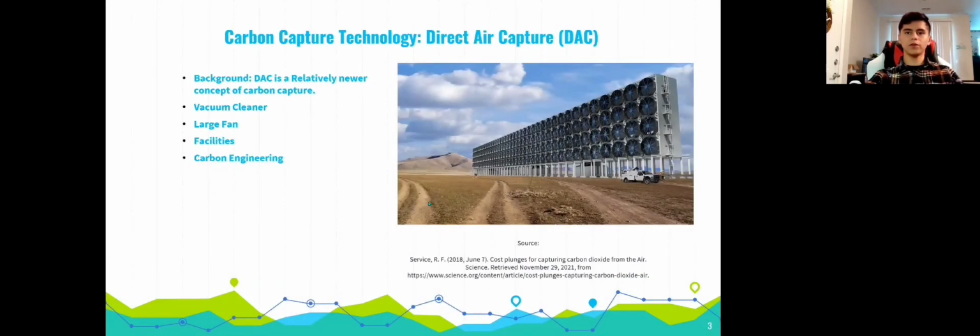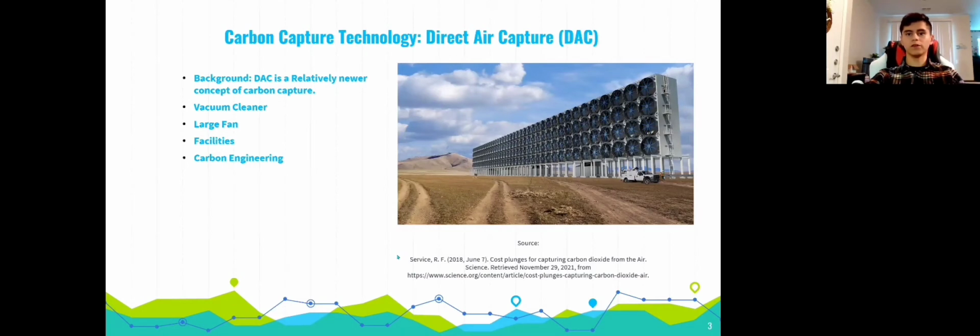So in this slide, we actually observe what a DAC infrastructure could look like. Just note that this is a large array of fans. It can come in the form of a larger building or like a power plant looking site, or even a structure that looks partially underground. But this is the rapid deployability version, meaning it can be set up in a given location. So a little bit of background is that it's actually relatively newer.